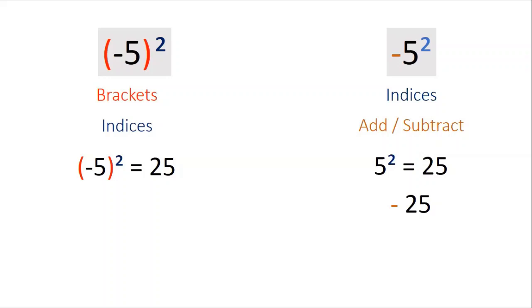Now the minus sign here causes quite a bit of confusion. Inside the brackets, the minus sign shows us that this is -5. So we're taking everything inside the brackets, which is -5, and then we're squaring it. So we've done brackets, then we've done indices, and we've ended up with -5 times itself, which gives us 25. On the right hand side, we've done 5 squared, because we start with the indices, that's 25. Then the minus sign tells us that that number is going to be negative, so it's -25.